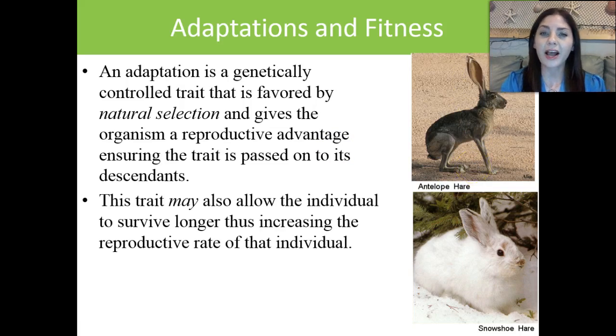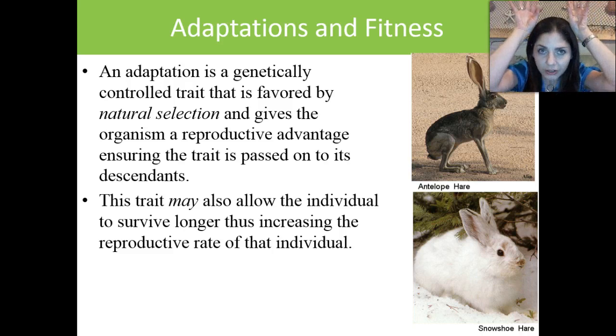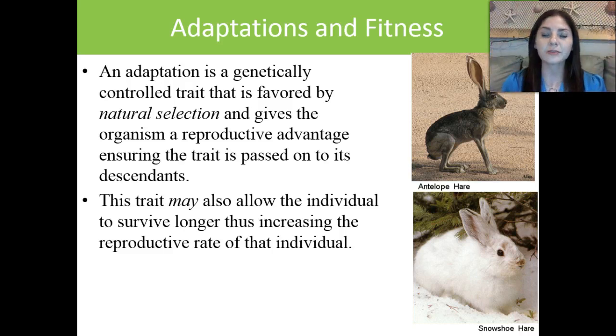The antelope hare has really long ears and a very lean body. This helps it get rid of heat because it's found in the desert. Those long ears help it to expel excess heat. He has legs that are really adapted to running. He has short fur, again, because it has to get rid of excess heat. It's also colored to blend into its environment.